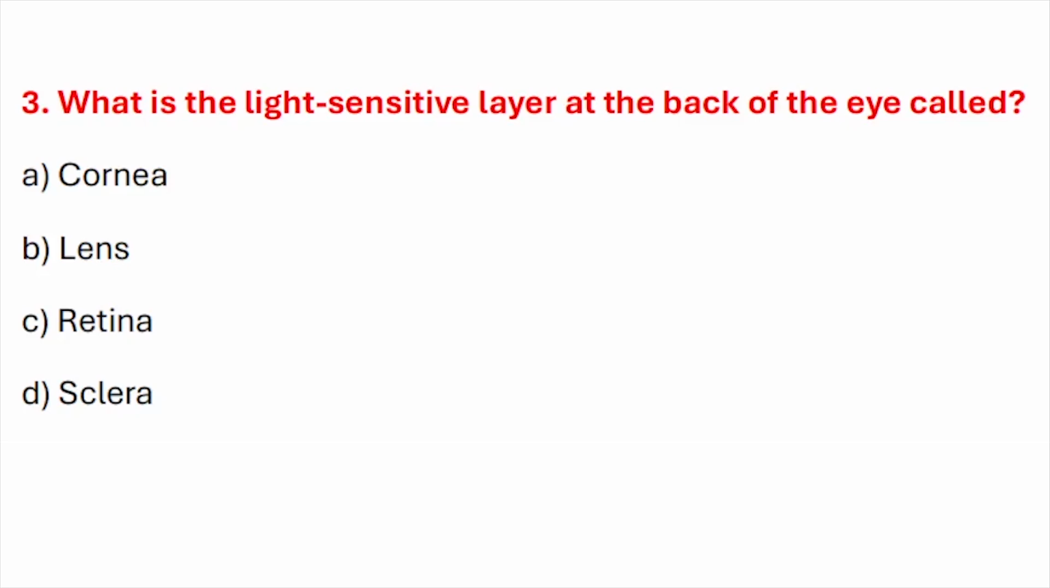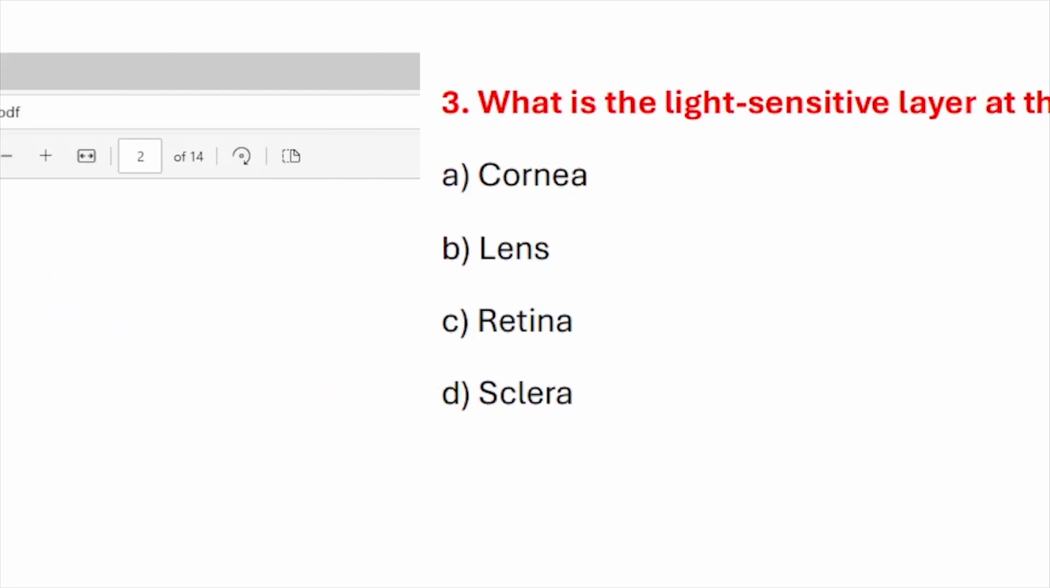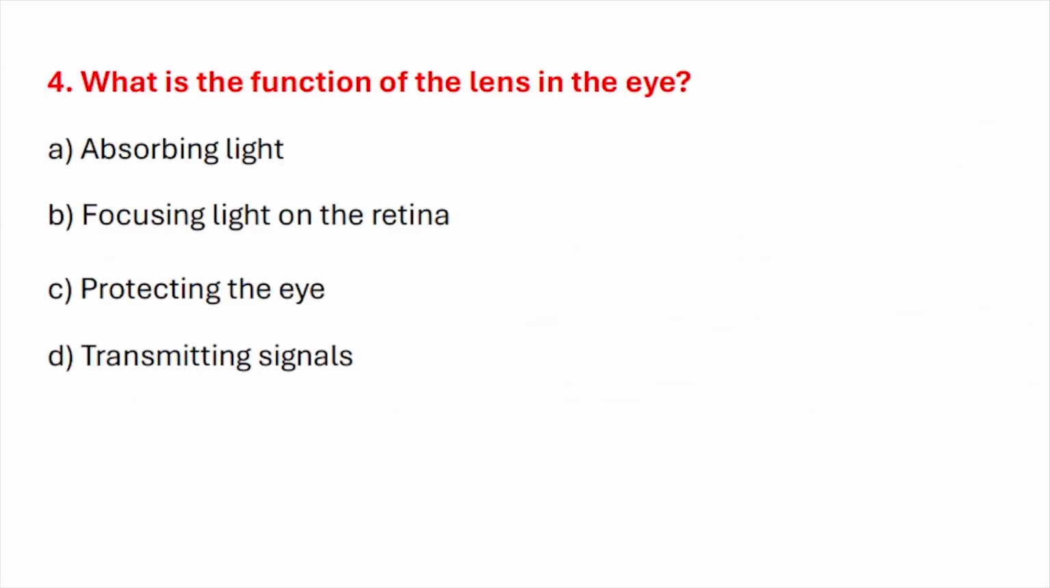Question number 3. What is the light sensitive layer at the back of the eye called? Correct answer is option C, retina. Question number 4. What is the function of the lens in the eye? Correct answer is option B, focusing light on the retina.